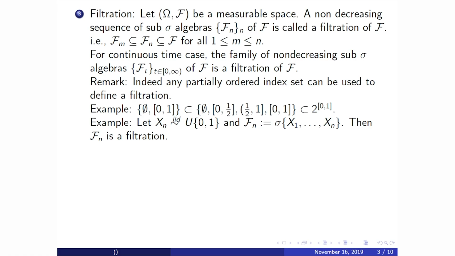Here we introduce what we call a filtration. We need this term throughout the course, so this is an important concept. Let (omega, F) be a measurable space. A non-decreasing sequence of sub-sigma algebras of F, written F_n, a countable family of sigma algebras, is called a filtration of F if these are non-decreasing, like F_m is a sub-sigma algebra of F_n for all m less than or equal to n.